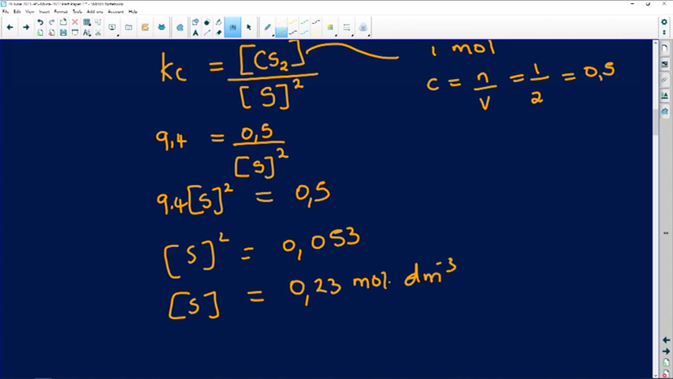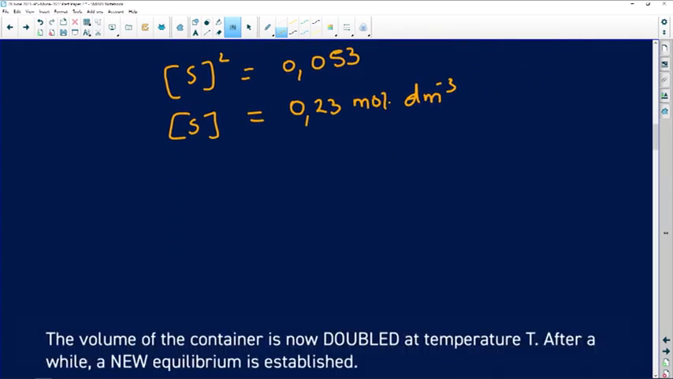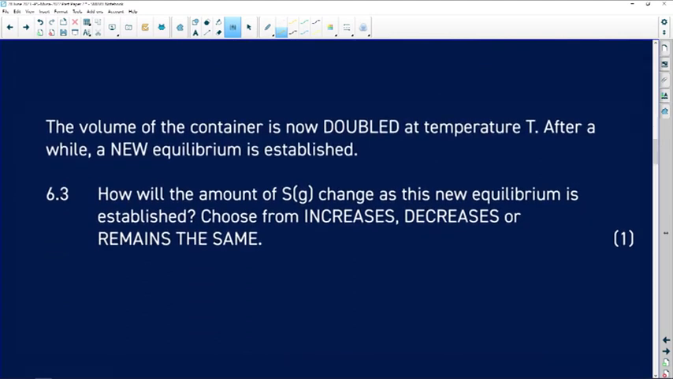Do not use the 1 here because the 1 was the number of moles. You have to divide by the volume there to get 0.5, which you're going to plug in here because it is the concentration. Let us move to the next question now. The volume of the container is now doubled. We are now doubling the volume at temperature T.